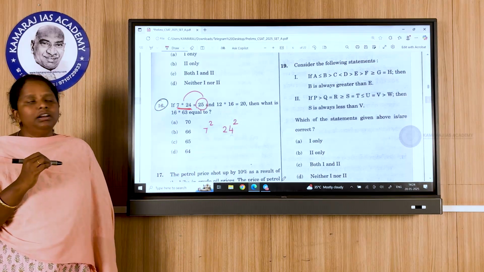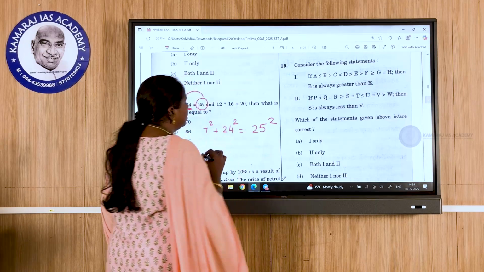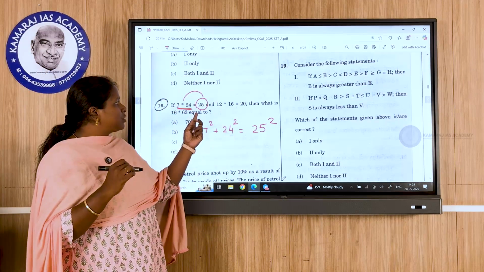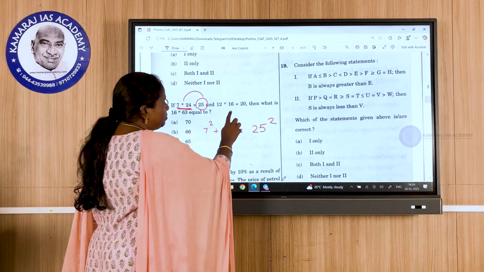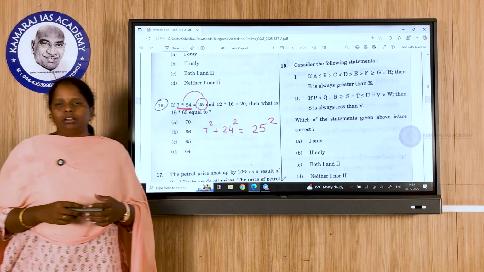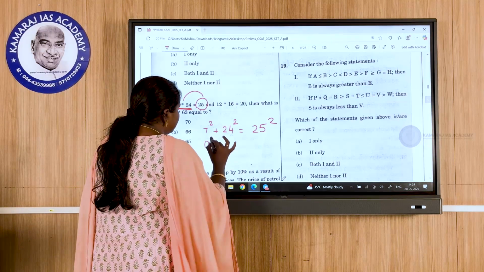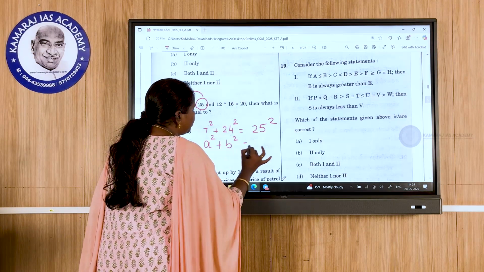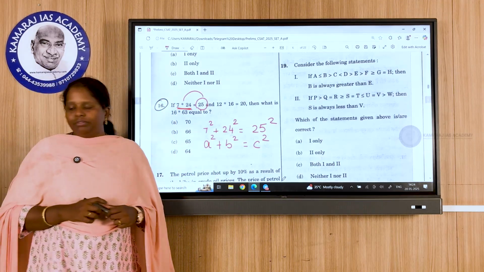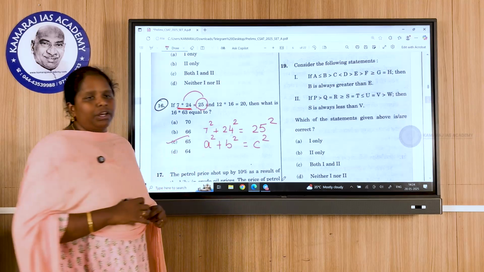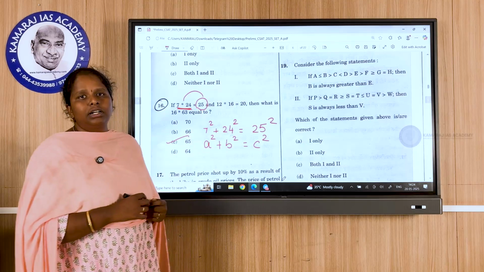Calculate 7 square and 24 square, you will get 25 square. Clear? So 7 square plus 24 square will give you 25 square. The same pattern is repeated for 12 square plus 16 square, which will give you 20 square, right? So the pattern of the sum is A square plus B square gives C square. So 16 square plus 63 square will give you 65 square, right? This is the pattern of logic between these two numbers, which will give you the third number, right?